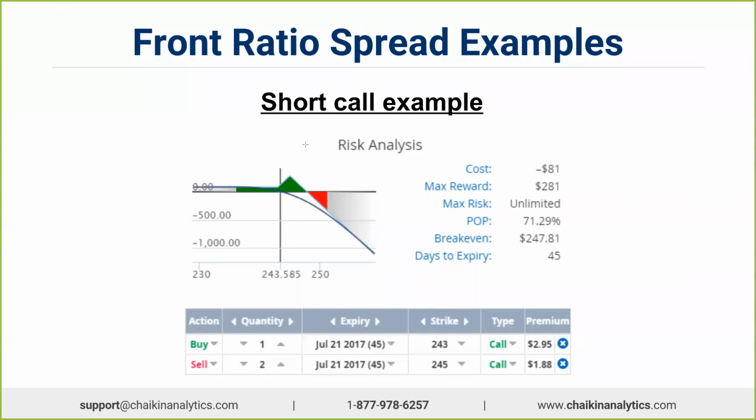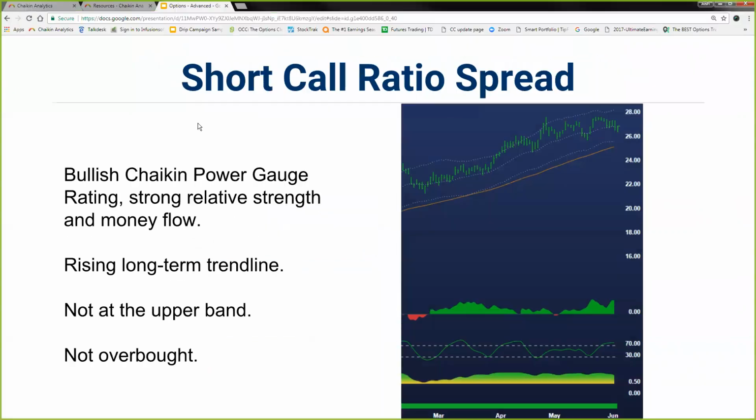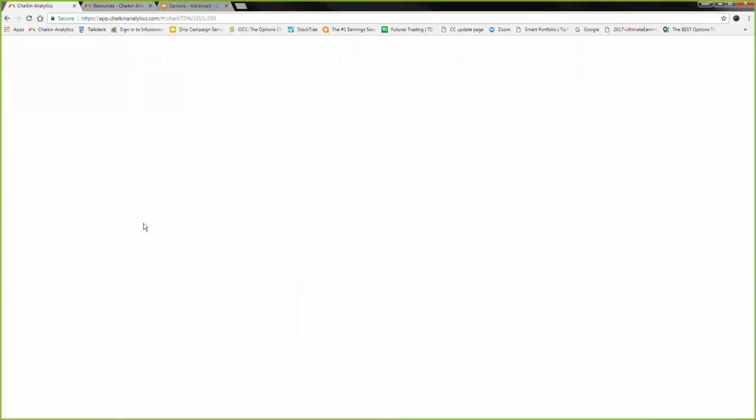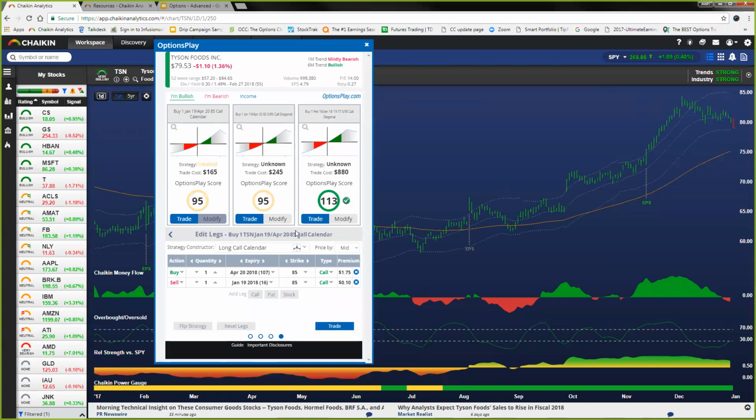All right. Let's look at a short call example on Tyson. Come on. Oops. All right, so we're buying one at the money. At the money is at about 80 right now. Let's just reset them all. So buy one at the money. Then we need to add another call leg, and we're going to sell two of them out of the money.